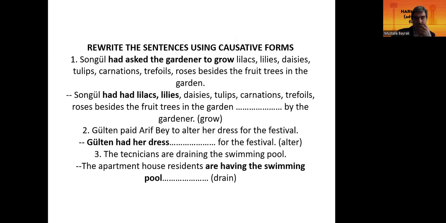Okay, question 2. Gülten paid Arif Bey to alter her dress for the festival. Yes, alteration. Okay, Gülten had her dress altered. Verb 3. Altered for the festival. The technicians are draining the swimming pool. They are emptying the swimming pool. The apartment house residents are having the swimming pool drained.